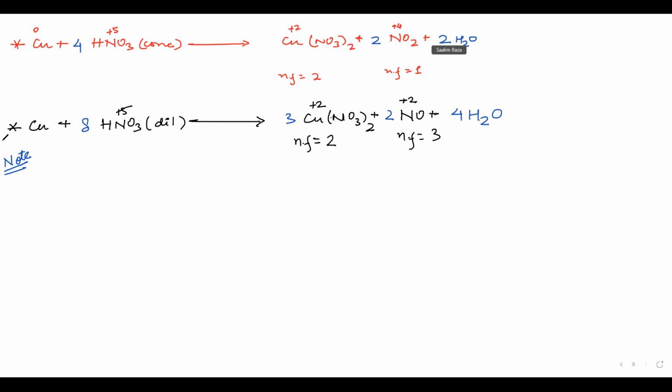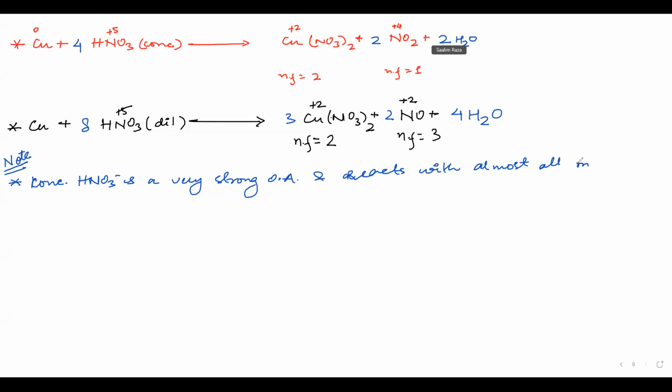The first thing is that, see, concentrated HNO3 is a very, very, very strong oxidizing agent and reacts with almost all metals, except noble metals. There are some noble metals. That means they are inert. Okay, noble metals, or inert metals.